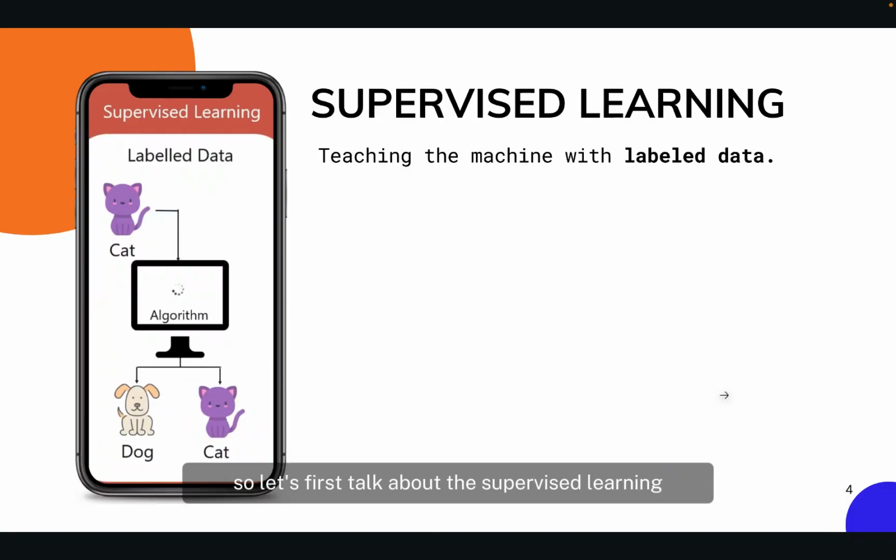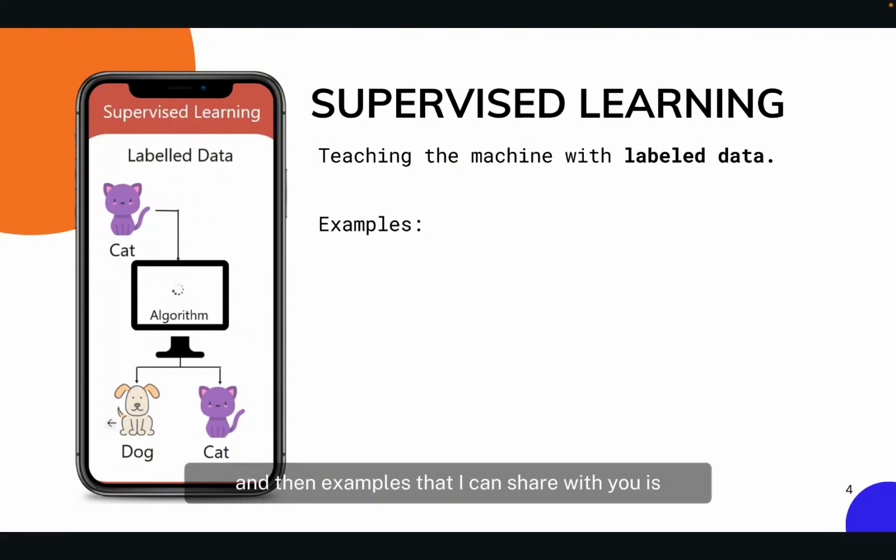So let's first talk about supervised learning. The keyword for this is labeled data. It teaches the machine with labeled data. As you can see over here, we have labeled data, which is an image of a cat, and it has the label cat. So when the machine sees this image, it can distinguish that it is a cat because we labeled it as a cat. Same goes for the dog.